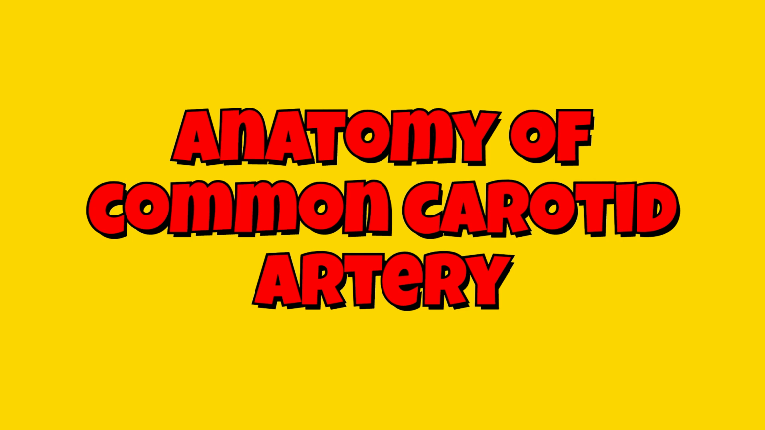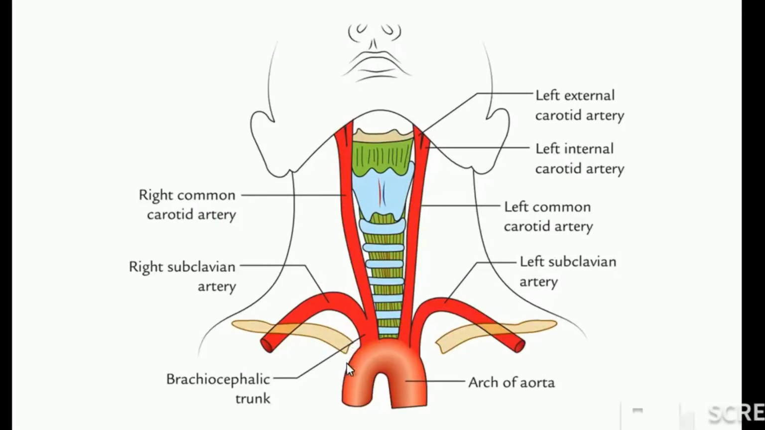Hello everyone, in this video we will talk about the anatomy of the common carotid artery. So the common carotid artery arises in the thorax itself, okay?